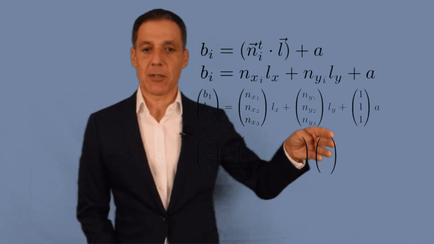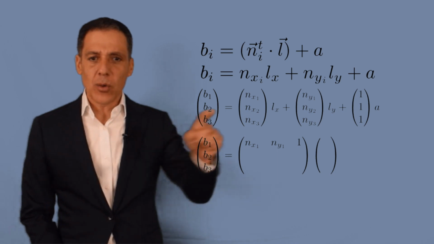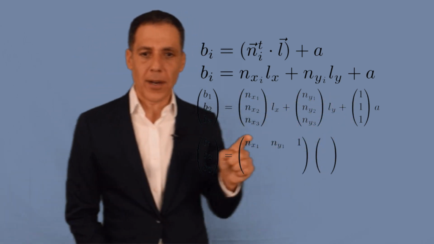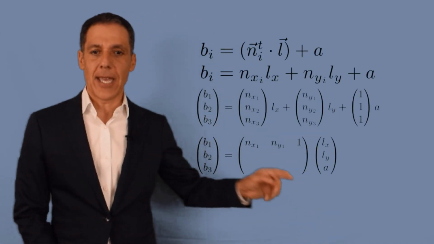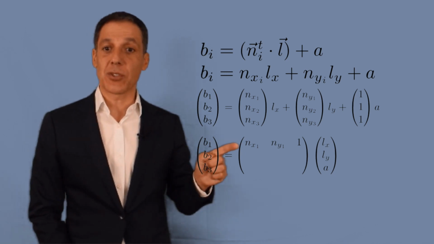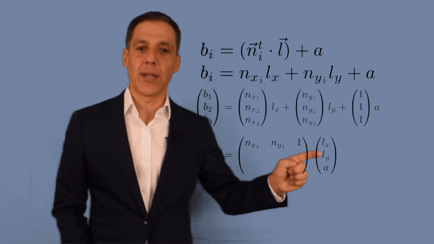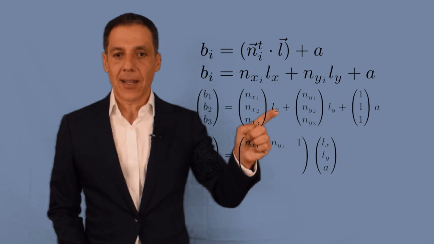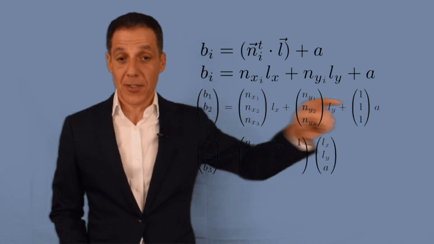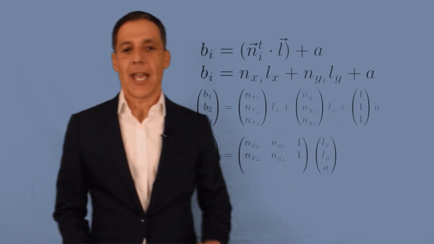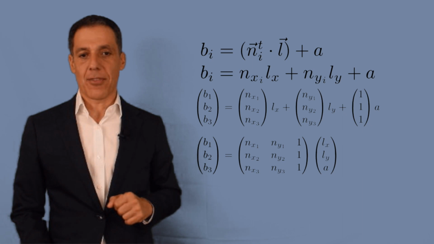We need a matrix of knowns times a vector of unknowns. We know what the unknowns are, Lx, Ly, and A. And we also know that nx, ny, and 1 are going to form the first row of the matrix, which then multiplies that unknown Lx, Ly, A. So let's make sure we've got that right. B1 is equal to, let's do the first part of the matrix multiplication, nx1 Lx plus ny1 Ly plus A. So that's the first row of this system, which is one of these equations right here. And now I can do the next row and the next row, putting in the surface normals from the second and the third.